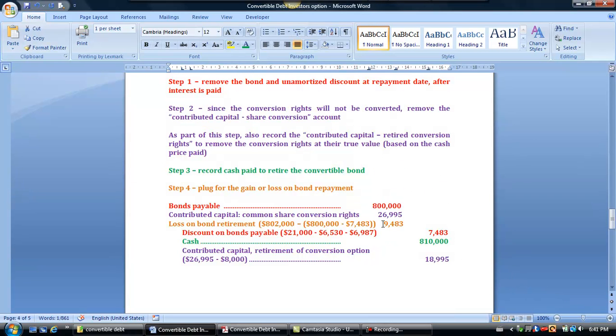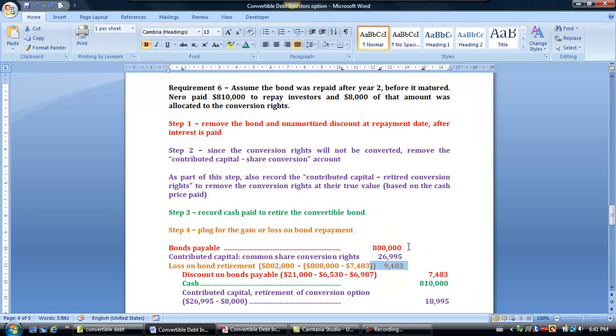That amount being the 94.83. So again, you can get it just by plugging it, but the calculation here would be your 810,000 less your 8,000, which were conversion rights. So that's basically the market value of the bond, or what they had to pay in order to retire the bond, right? Less the carrying value of the bond. So that'll get us to 94.83.